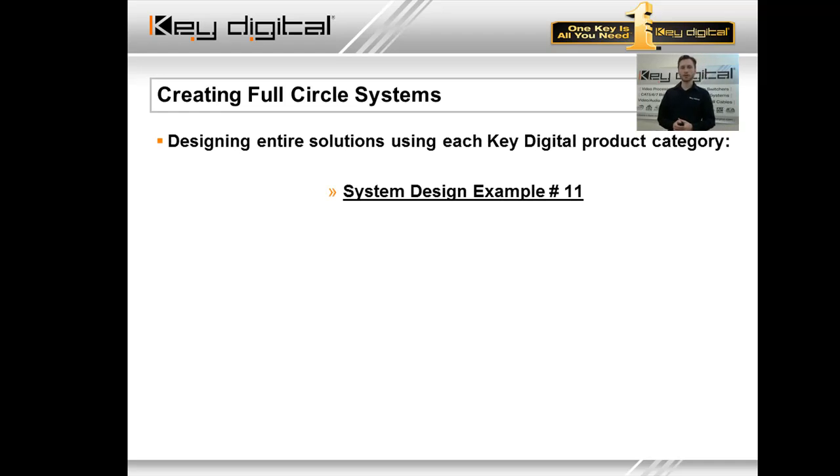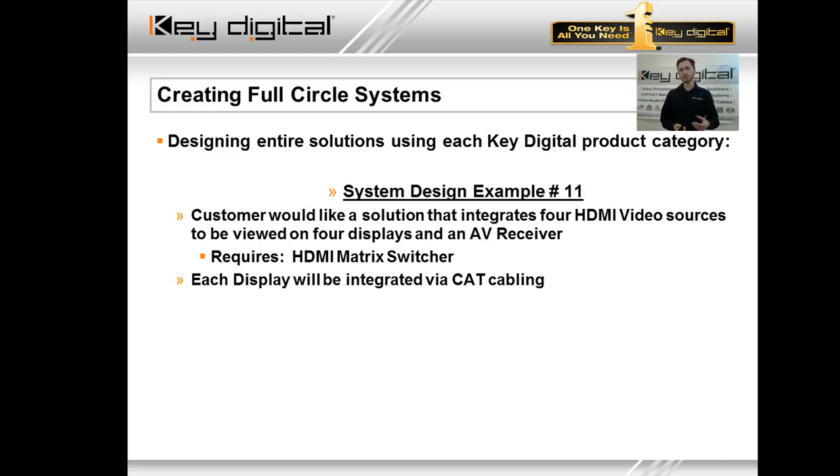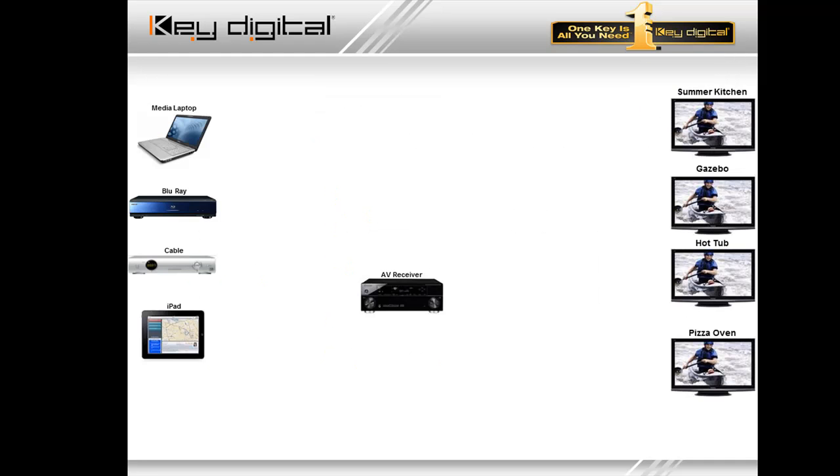System design example number 11 brings us to a solution that would require 4 HDMI video sources to be viewed on 4 displays and an AV receiver. So 4 televisions, if you will, and an AV receiver. We know we're going to need a matrix switcher because we have many sources and many displays. Each display will be integrated via Cat cabling, using Cat bound devices. And since that AV receiver is going to provide multi-channel audio to one of the zones, anytime you deal with an AV receiver, there's again the possibility of handshaking issues or signal strength issues. It's a good idea to utilize the KD HDDA 1x1 for some signal correction.